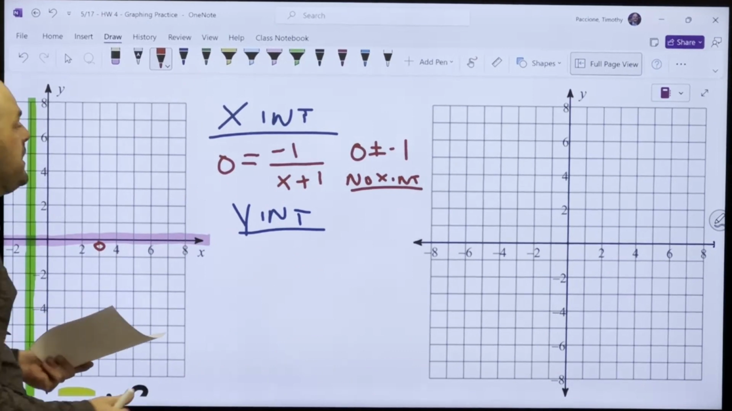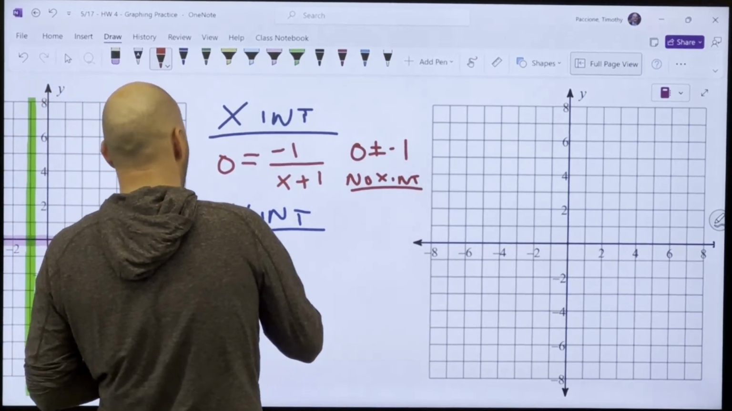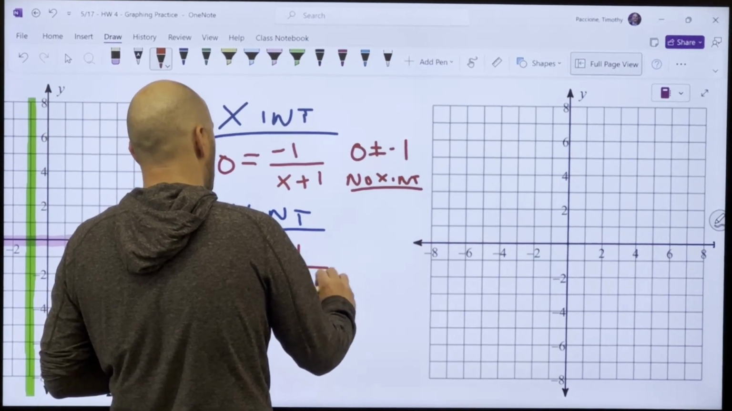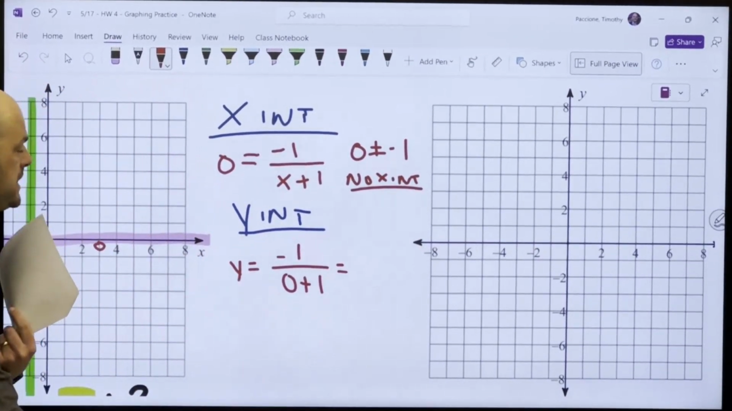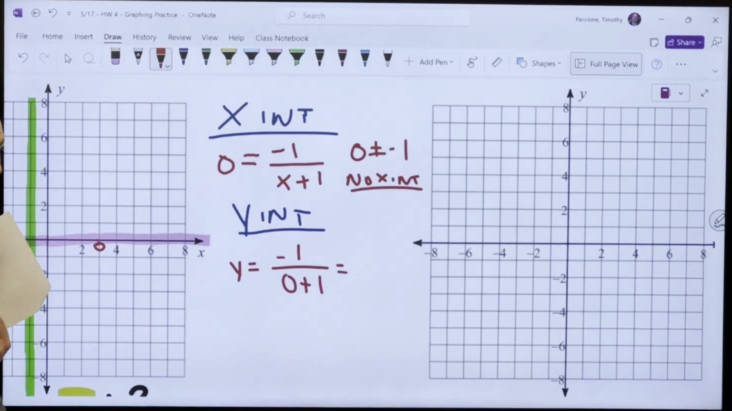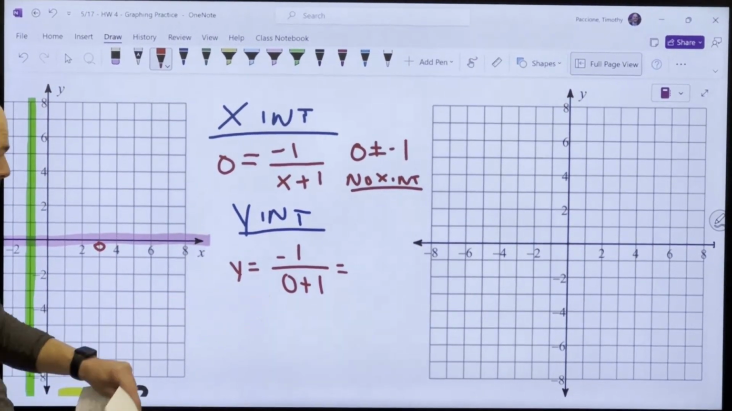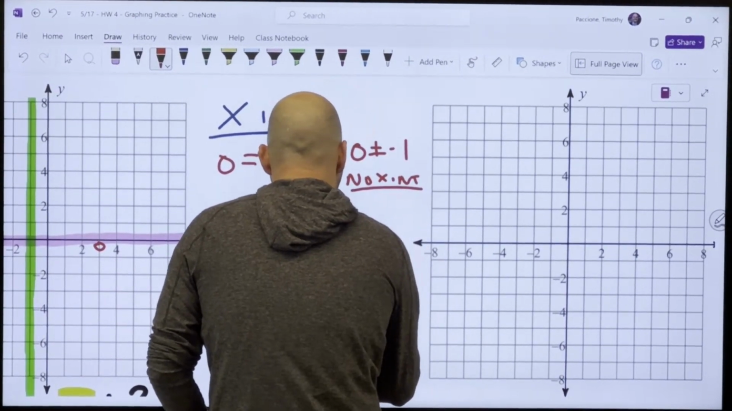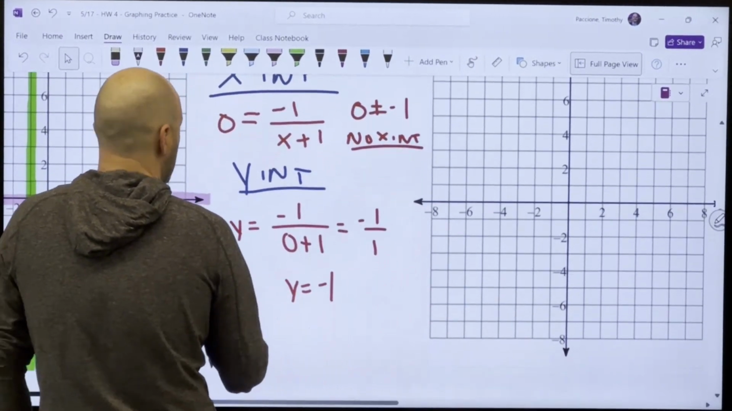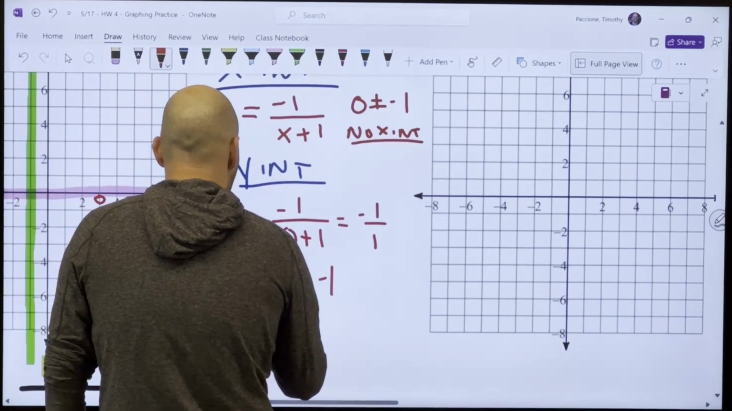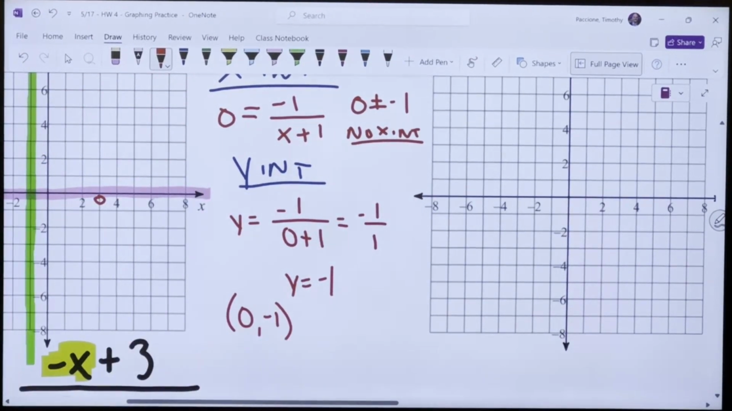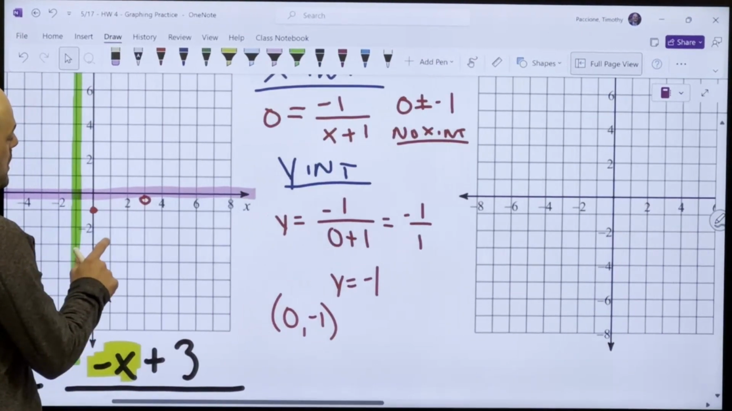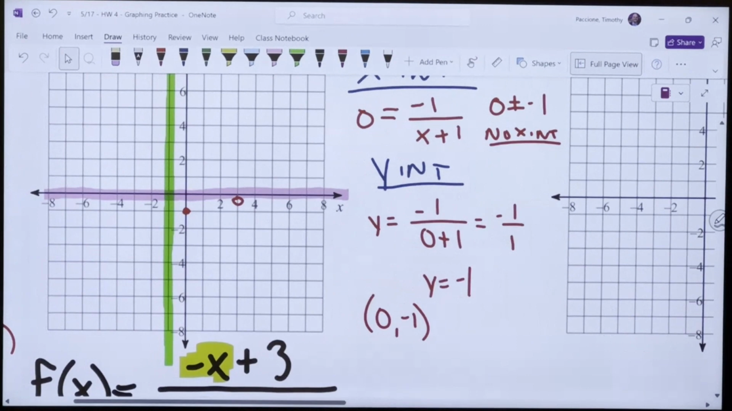To find the y-intercept, we make x 0. So we say y equals -1 over 0 plus 1. So what is 0 plus 1? 1. So that's -1 over 1. So that's -1. Okay? So that means we have a (0, -1) intercept for y. So that would be right here. Okay? All right, so we have all our pieces. Now we need to graph.